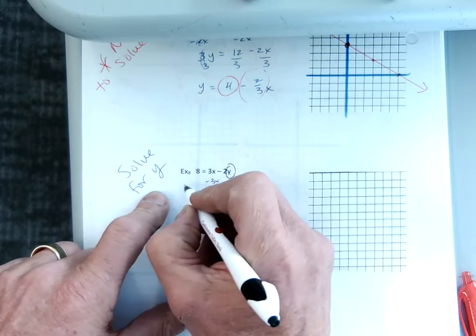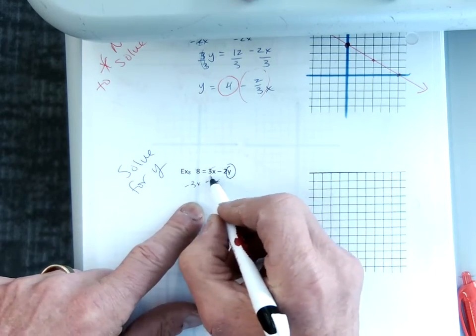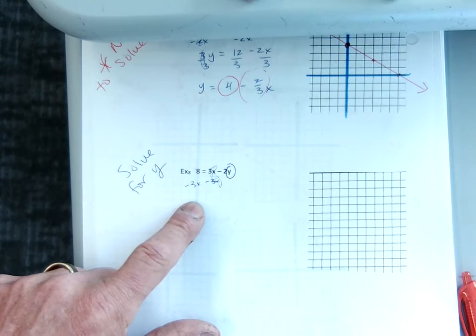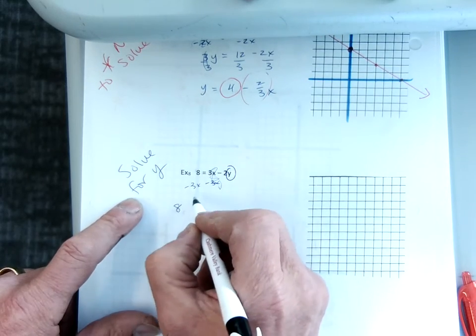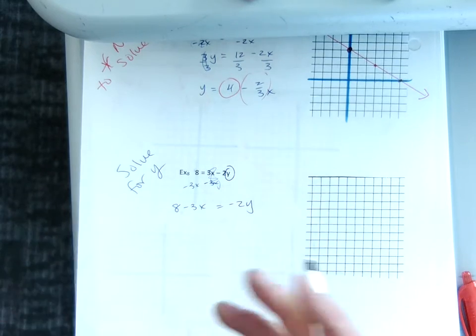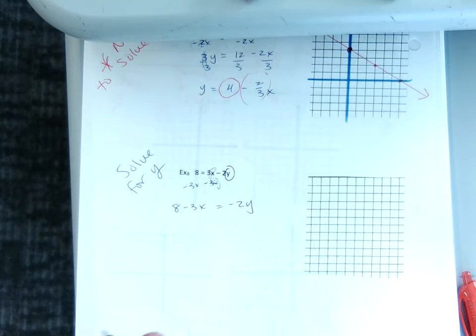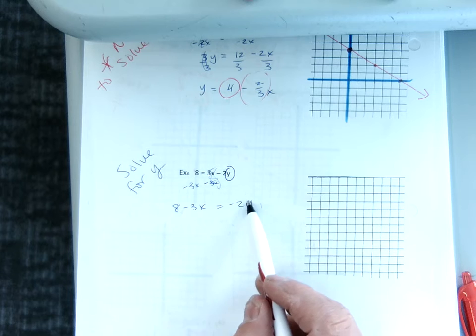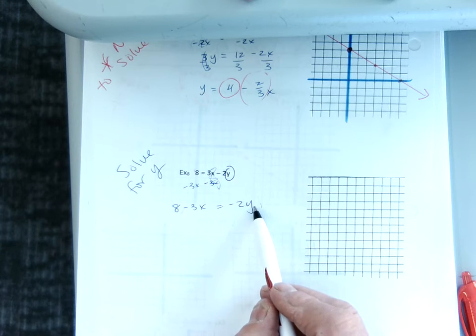Now on this side I'm going to go minus 3x. Okay, so let's see, cancel, cancel, cancel. I'm going to have 8. That's 8 subtract 3x equals a negative 2y. Okay, 3x is gone. But again, I want to solve for y. Y is right here. So let's get rid of the negative 2.